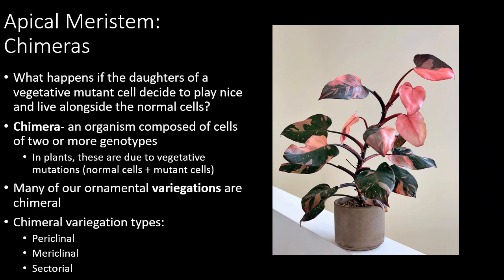In plants, these are due to vegetative mutations. So we had all normal cells at one point, and then somewhere along the road, we ended up with a mutant cell due to an error in DNA duplication. The daughter cells of that mutant cell multiplied, but they never really took over. They just decided to kind of chill out and also continue undergoing cell division with our normal cells.